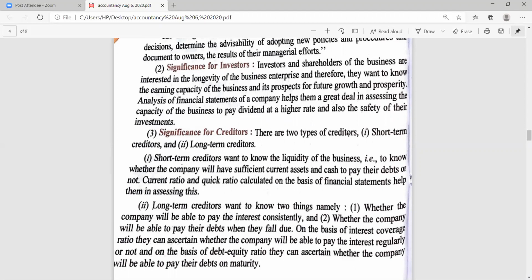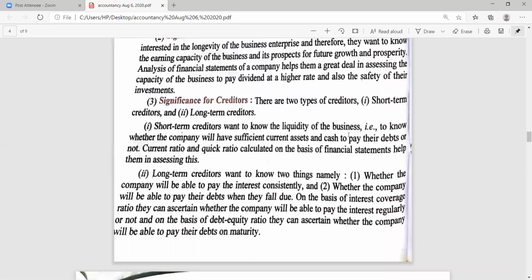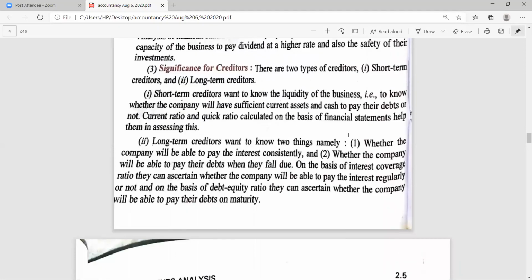Whereas the long-term creditor wants to know two things, namely whether the company will be able to pay the interest consistently and whether the company will be able to pay its debt when it falls due. On the basis of the interest coverage ratio, they can ascertain whether the company will be able to pay the interest regularly or not. And on the basis of the debt equity ratio, they can ascertain whether the company will be able to pay the debt on maturity. So in this way, financial statement analysis, by telling us the liquidity of the business and, through the debt equity ratio, the solvency of the business, helps us identify how capable the company is of paying its debt to its creditors. So these analyses are also very significant for the creditors of the business or company.